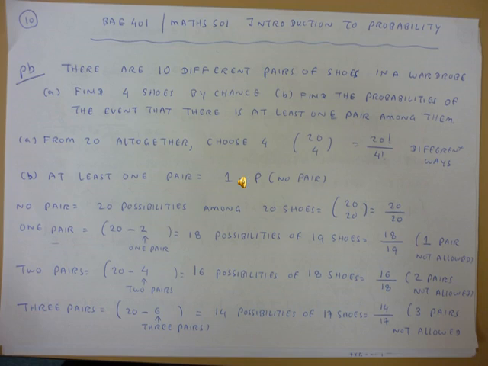So the at least one pair possibility will be one minus the no pairs possibility, so that will be one minus 224 by 323, so you get 99 by 323.